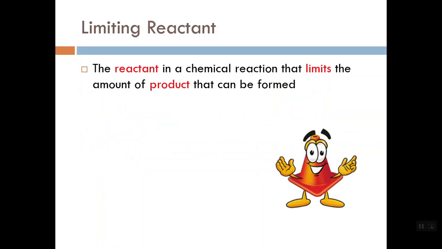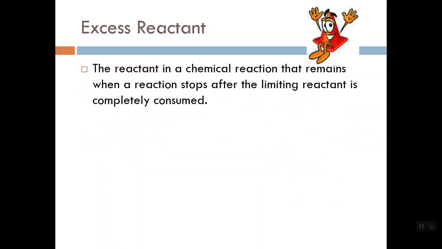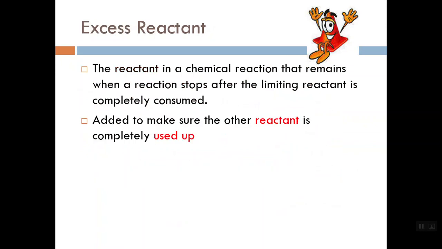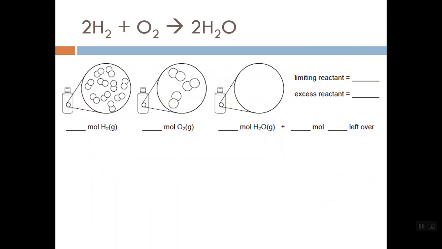So the limiting reactant is the reactant in a chemical reaction that limits the amount of product that can be formed. The reaction stops when all of the limiting reactant is used up, and it determines the amount of product that is made from our reaction. The excess reactant is added to make sure the other reactant is completely used up. It will remain in the reaction, and it's not going to react with anything because there's nothing with which it can react. So instead of using cars, now let's take a look at atoms and molecules.